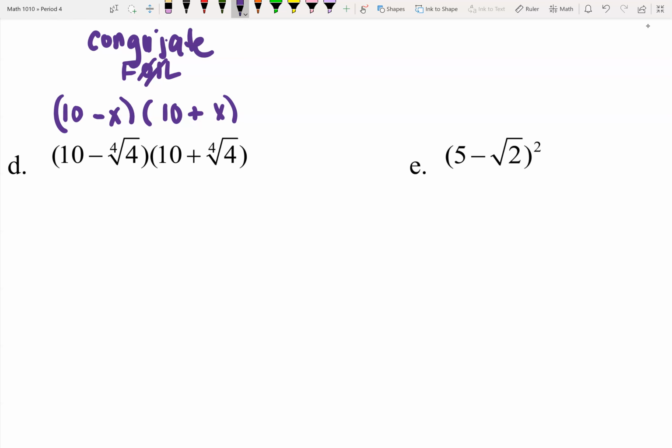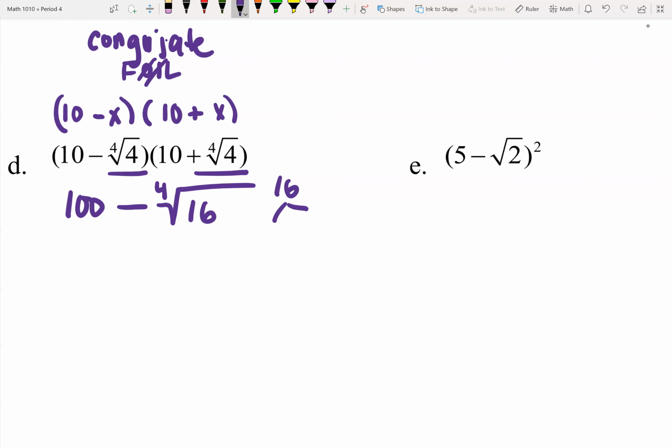Okay, F and L. 10 times 10 is 100. L. Negative times a positive is a negative. Should I change my 4th root to like an 8th root or a 16th root or something like that? No, it stays the same. And then 4 times 4 is 16. Okay. Now, I might not be done because of that 4th root of 16, right?